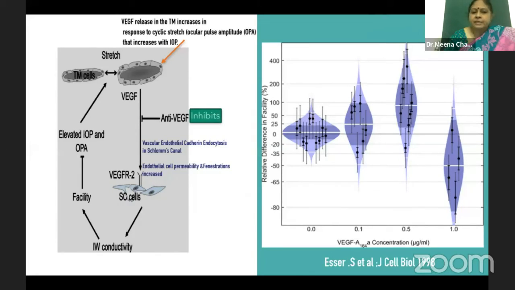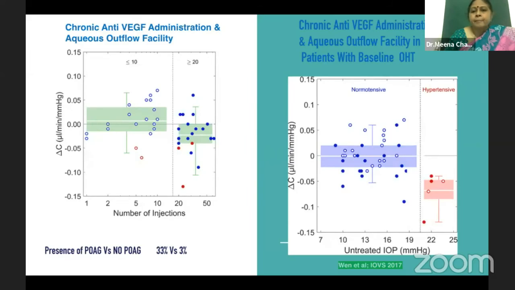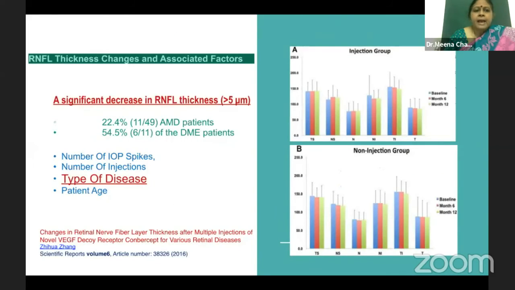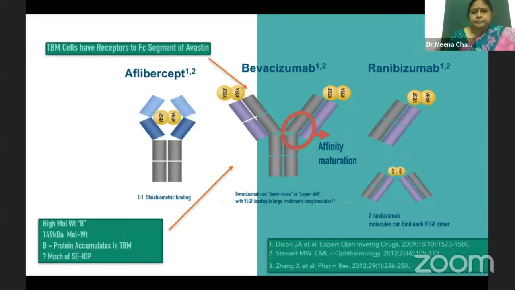The anti-VEGF agent inhibits the action of the VEGF produced in the trabecular meshwork, and this may be responsible for the decrease in the outflow facility that is seen in patients who are on chronic anti-VEGF therapy, and the reduction in the RNFL thickness which is associated with this condition. A significant reduction in RNFL thickness is noticed mainly in diabetic patients on treatment for diabetic macular edema.